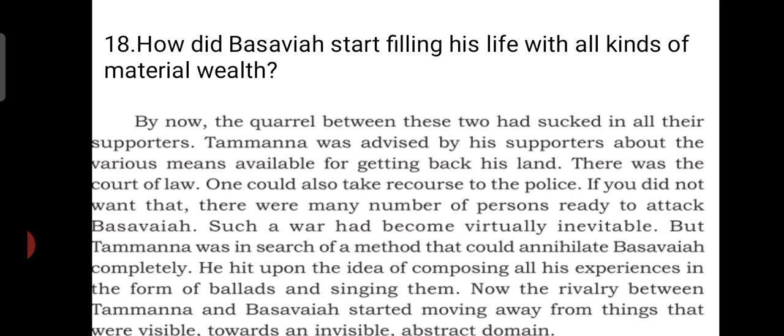So everywhere the bad name of Basavayya spreads. So Basavayya is angry now. What to do? Now you need to compensate, isn't it? Compensate madbeku. Illadre enagutade? Tamanna's fame spreads everywhere, and Basavayya's people don't care.